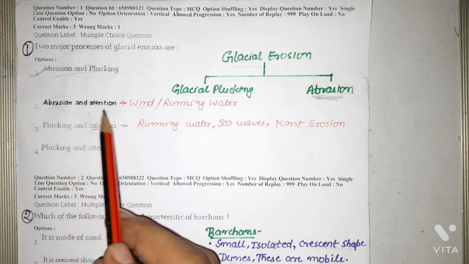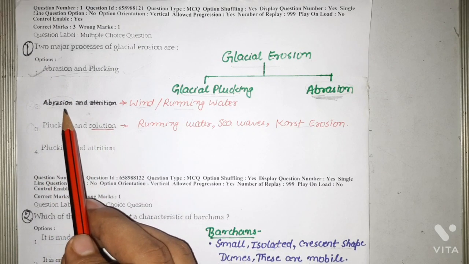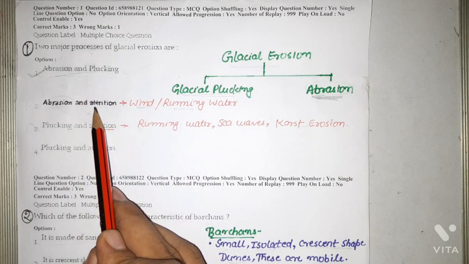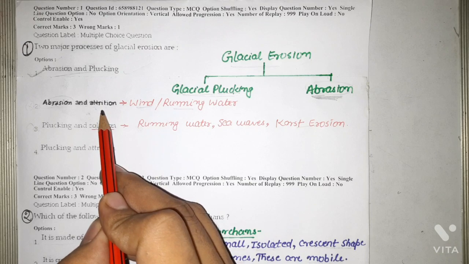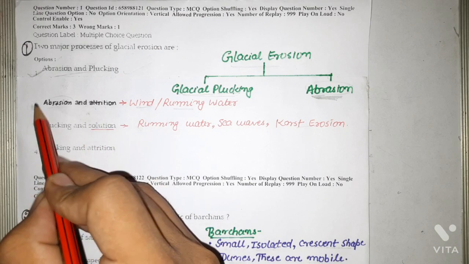Second one is abrasion and attrition. Abrasion is associated with glacial erosion, but attrition, which is mechanical wear and tear of erosional tools themselves, is the erosional process which is mainly associated with wind and running water, and this is clearly not associated with glacier. So this is not the correct answer.